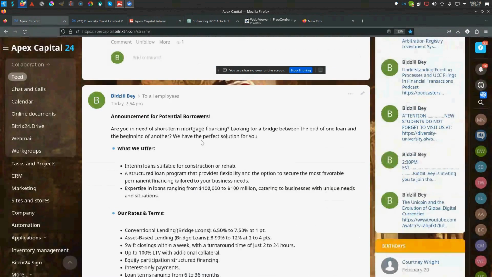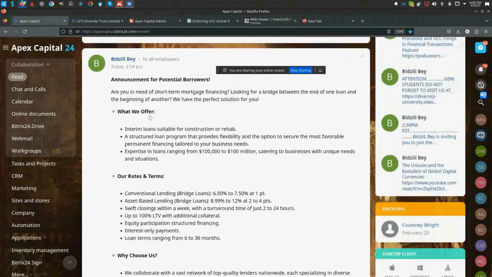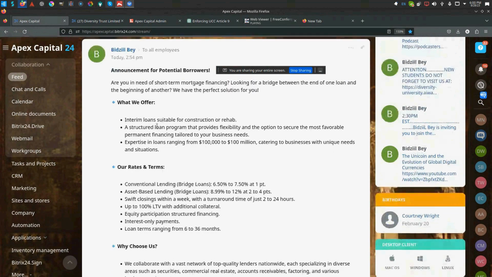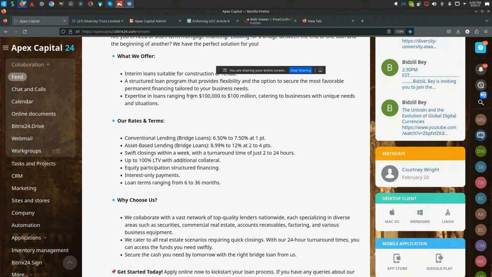And if you had a chance to look at it, we put the announcement out at about 2:54 today, which states, are you in need of short-term mortgage financing? Looking for a bridge between the end of one loan and the beginning of another loan? We have a perfect solution for you. What we offer is an interim loan suitable for construction or rehab. It's a structured loan program that provides flexibility and the options to secure the most favorable permanent financing tailored to your business needs. Expertise in loans ranging from $100,000 to $100 million, catering to businesses with unique needs and situations.